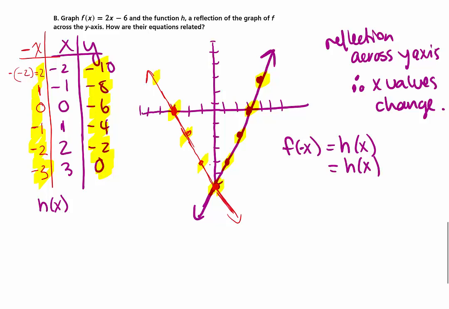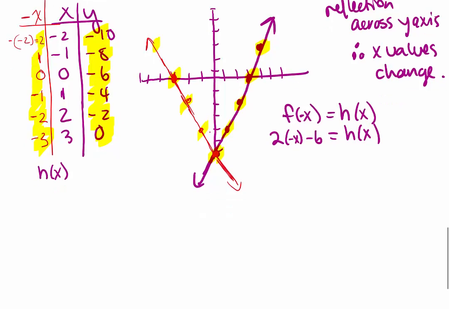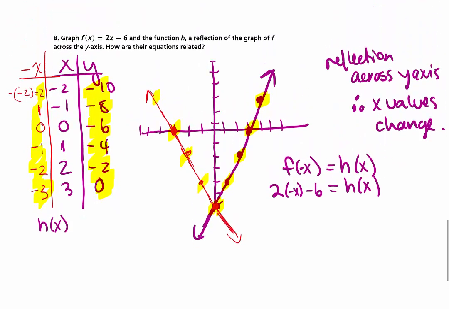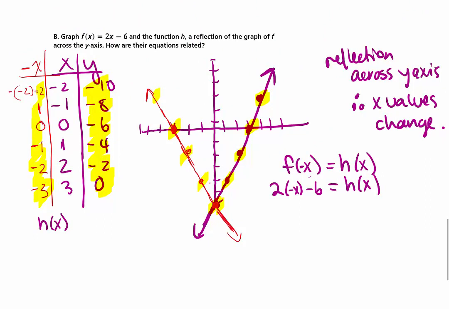So let's take our equation, which is 2(-x) minus 6. So all I did was I took the original f of x equation, which is 2x minus 6, and I made the x negative. And then I'm going to simplify, and that's our new equation. Again, don't worry, we'll talk about this in class too.